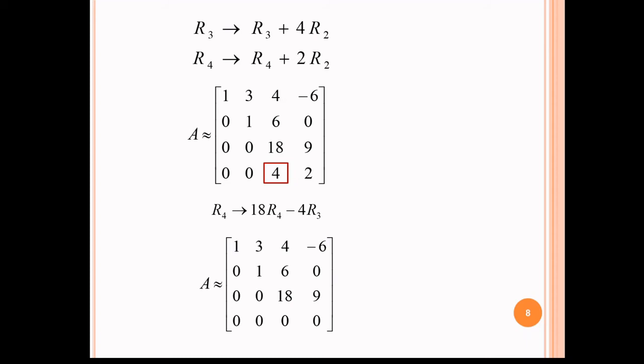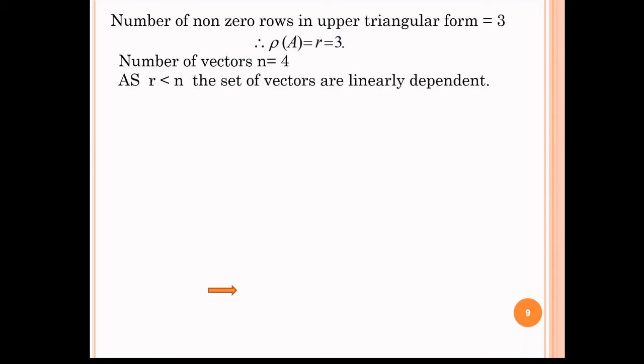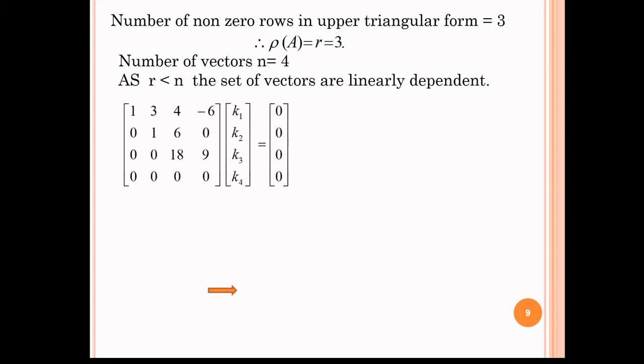Now in this particular matrix the last row is a 0 row, and the matrix is converted into upper triangular form. So upper 3 rows are non-zero rows. So here we have 3 non-zero rows, and therefore the rank of the matrix is 3. With the rank of the matrix as 3 and the number of vectors given as 4, r becomes less than n, and therefore the set of vectors is linearly dependent. When the vectors are linearly dependent, then we use this upper triangular form of the matrix to get the relations.